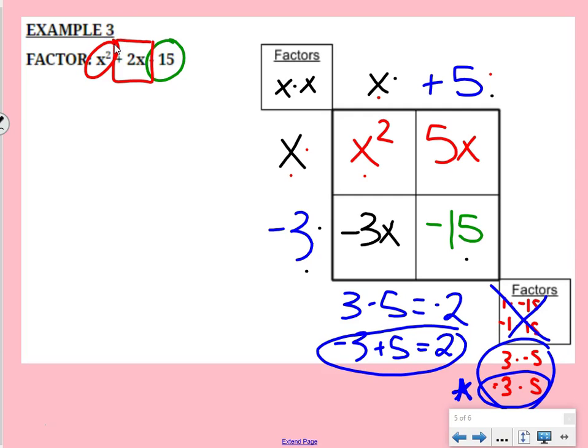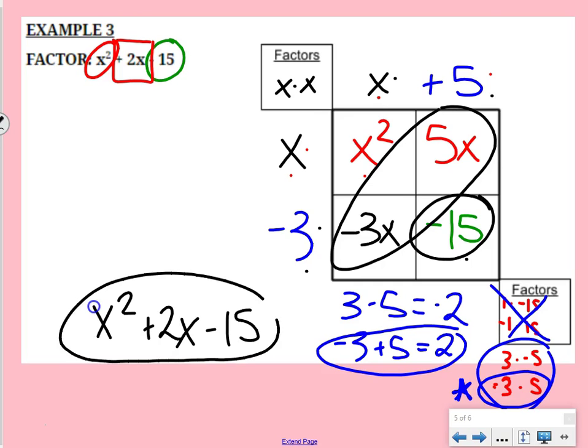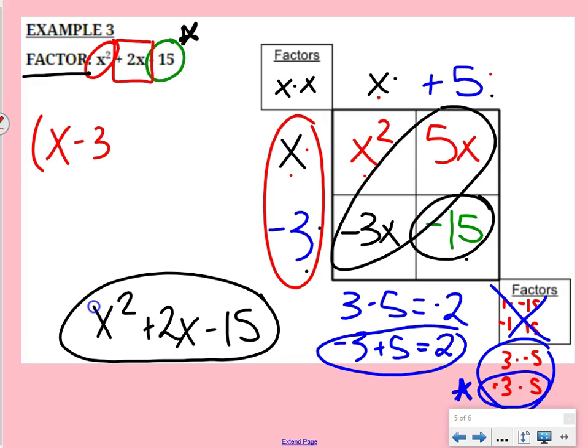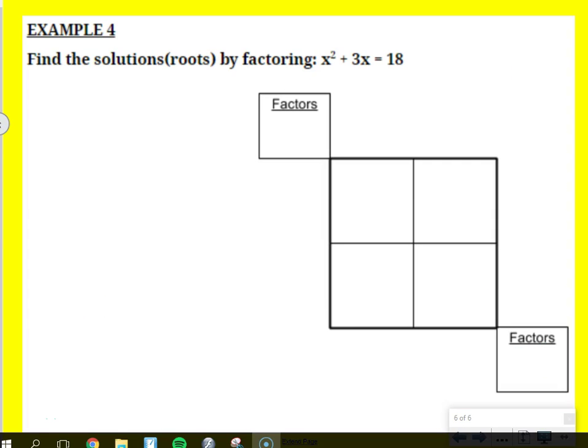All right, so let's write out our polynomial. X squared. Add up your diagonals. 5x plus negative 3x is 2x. And then we have our negative 15. It matches our original one, so now we're factoring, so we need to write those factors out. X minus 3 times x plus 5. And there you have it. There are our factors.